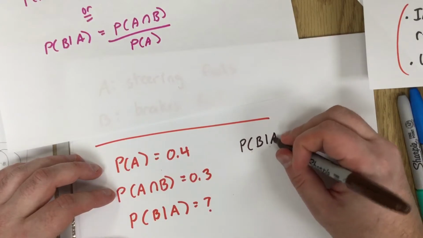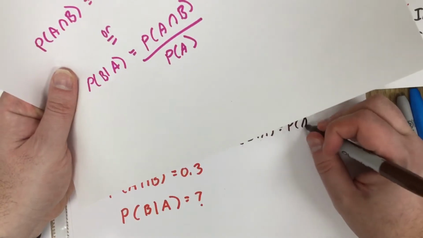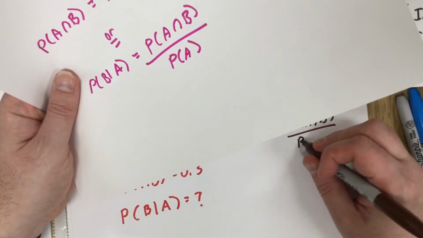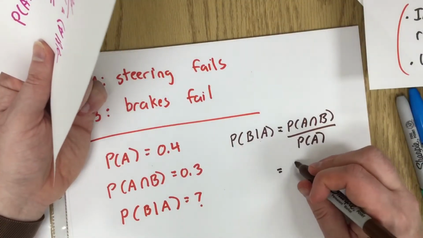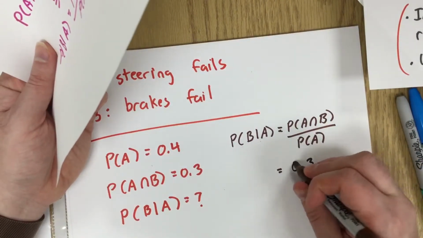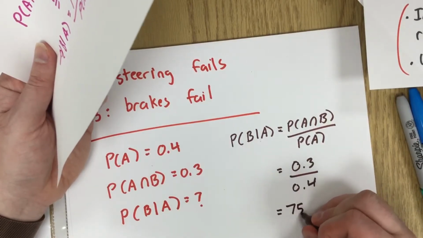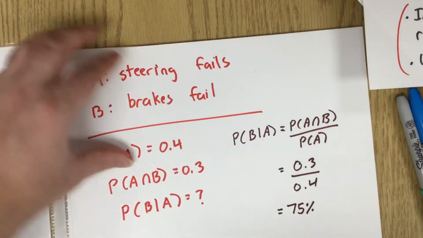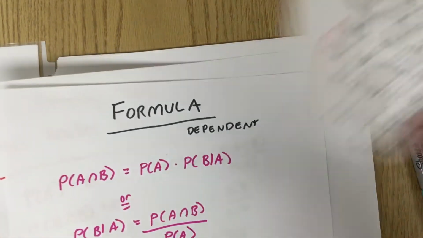So the probability of B given A is the probability of them both happening divided by the probability of that happening, which in this case is 0.3 divided by 0.4, which is 75%. So in this situation, if the steering has failed, there's actually a 75% probability that the brakes have failed as well. I could show this in a different way.